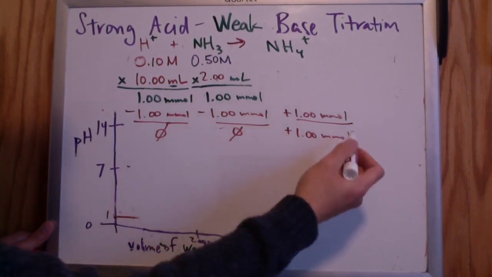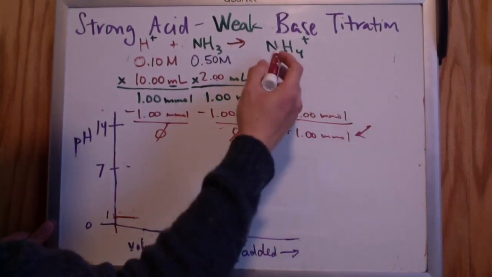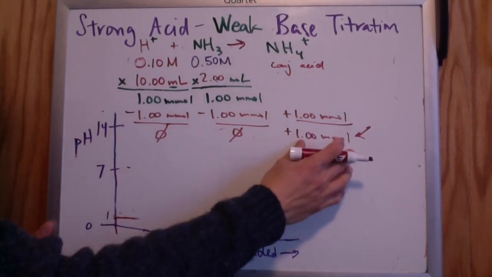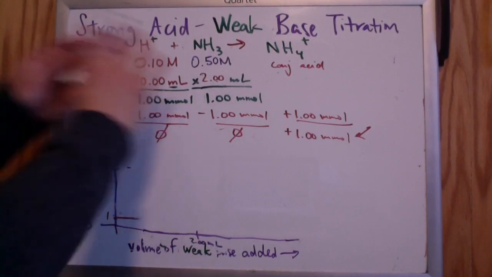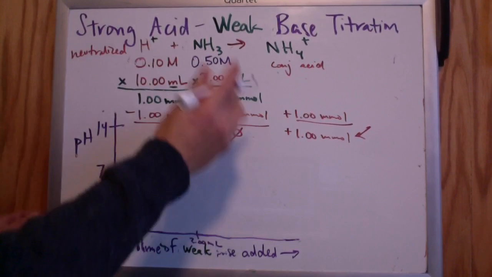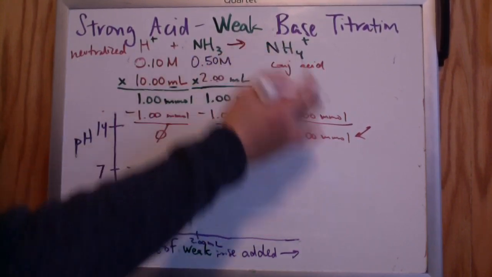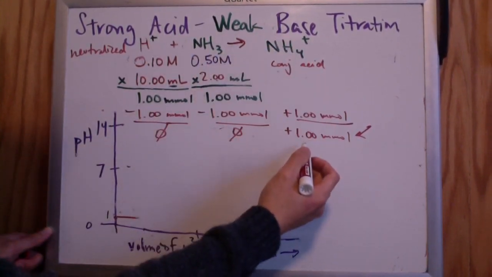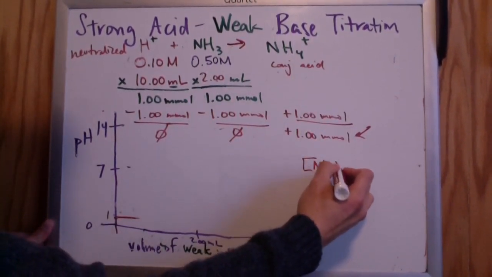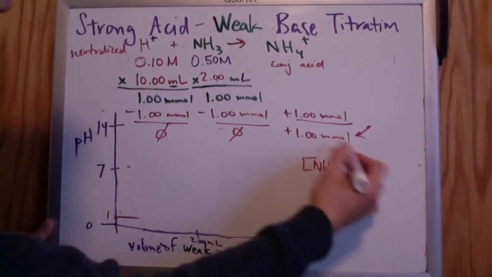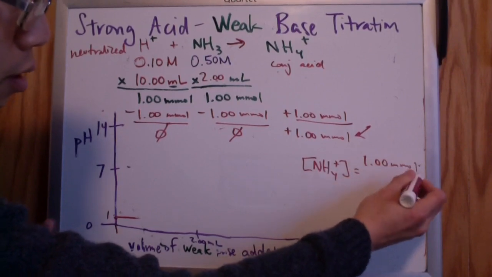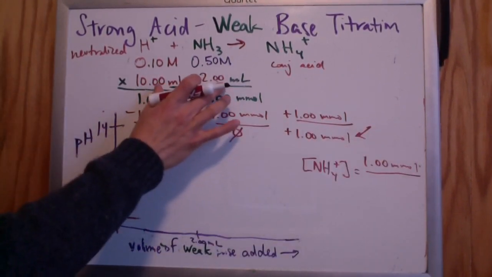And that's important because that determines the pH. Now, since this is the conjugate acid and this is all we have, we're going to write a separate equation. So we neutralized it first. Now we're going to find out the pH of the weak acid. To figure out the pH of the weak acid, we need the concentration of NH4 plus. We have the millimoles, so 1.00 millimoles divided by the total volume.